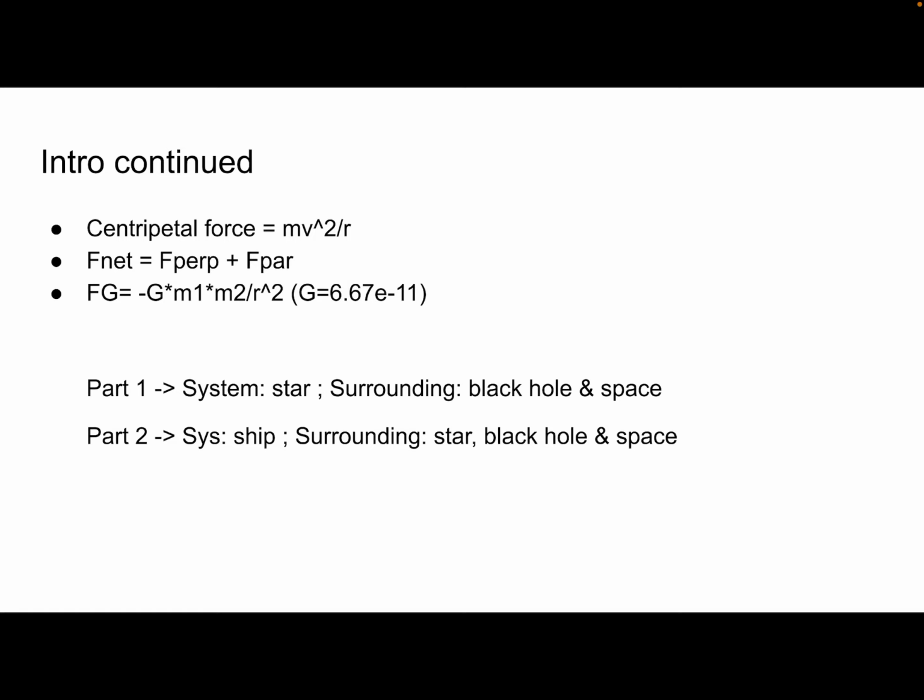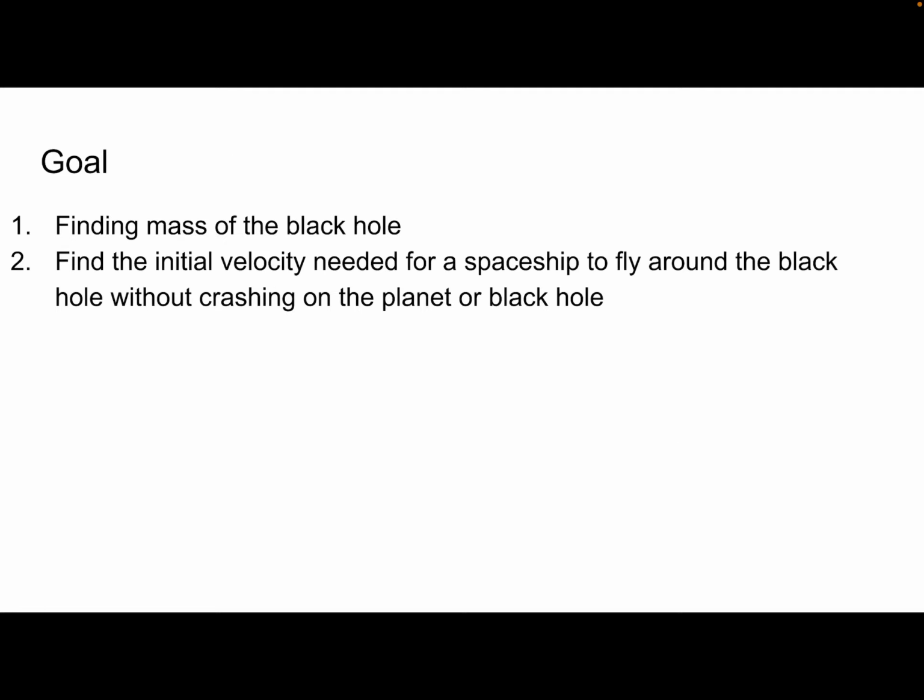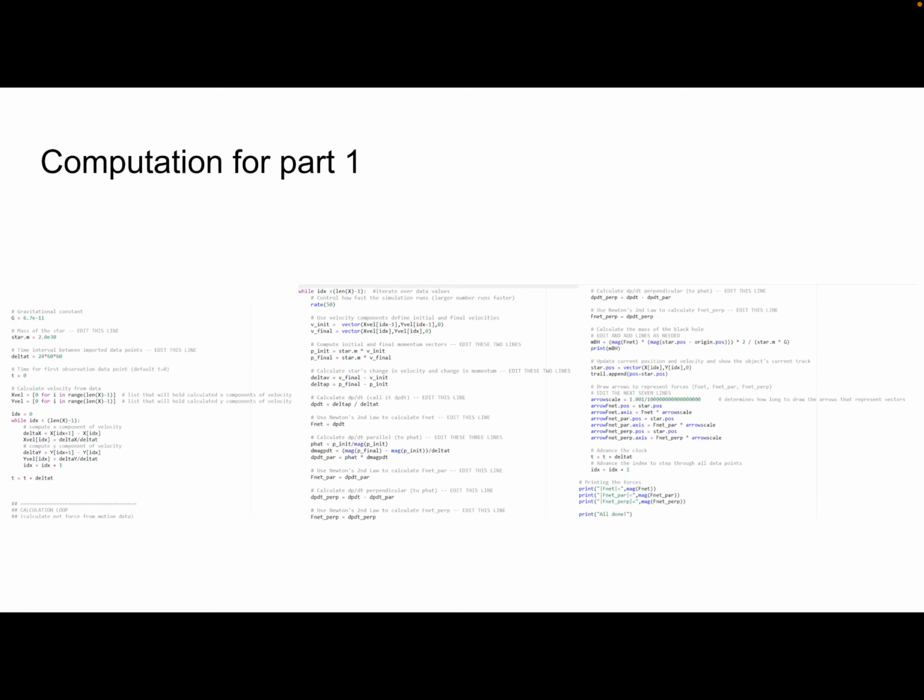So this lab is divided into two parts. For the first part, the system will be the star, and the surroundings will be the black hole in space. For part two, the system will be the ship, and the surroundings will be the star or planet and the black hole in space. The goal for part one is to find the mass of the black hole, and for part two, to find the initial velocity needed for a spaceship to fly around the black hole without crashing on the planet or black hole.